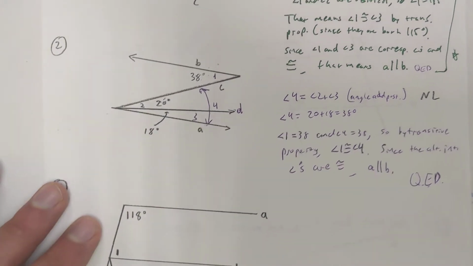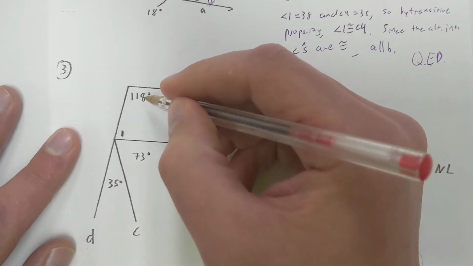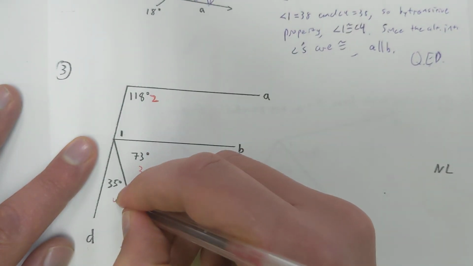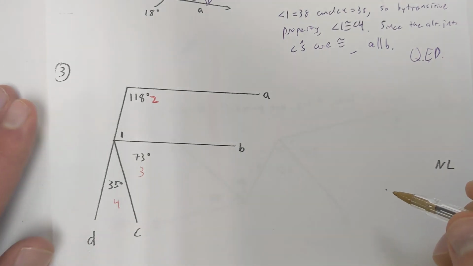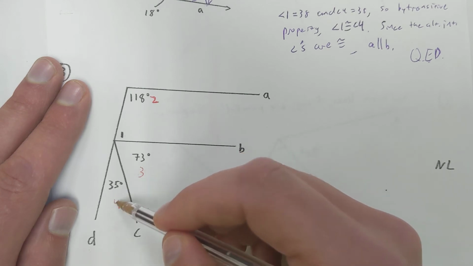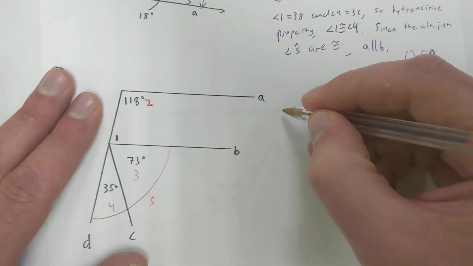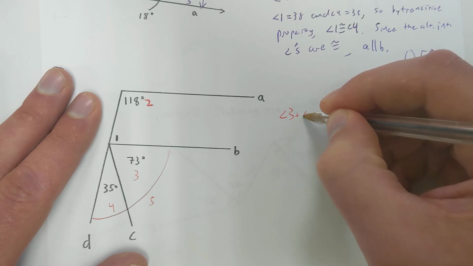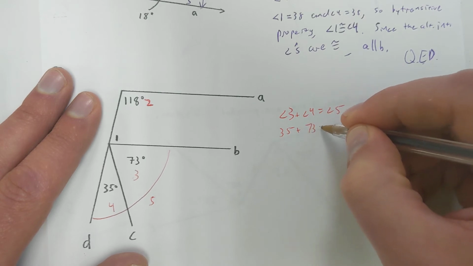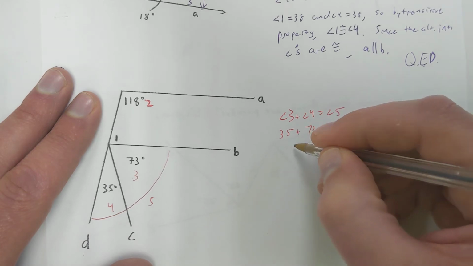And on this one, we're going to do the same sort of thing. Okay, let's see here. We've got angle 1 right there. I'll call this angle 2. I'll call this angle 3. Call this angle 4. There's a couple different ways we can do this, depending on how you look at it. Let's see here. Well, angle 3 and angle 4, I'm going to call this whole thing angle 5. Angle 3 plus angle 4 equals angle 5. So 35 plus 73. So angle 5 is 108 degrees.